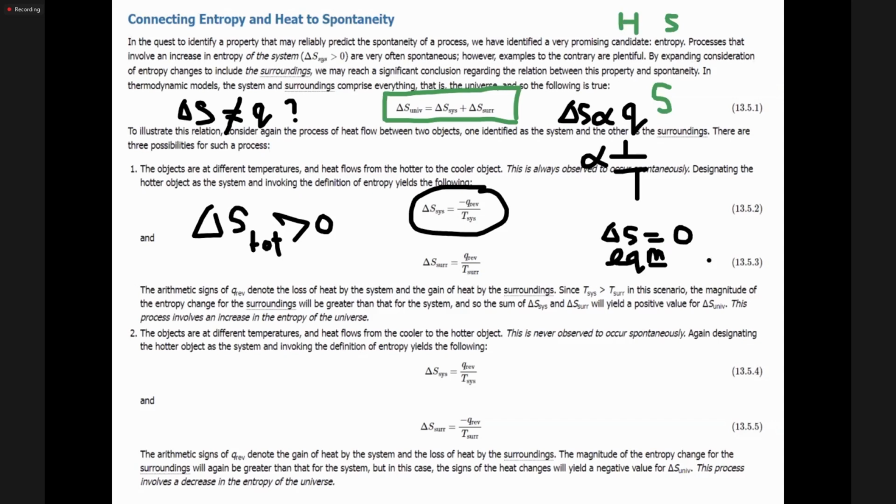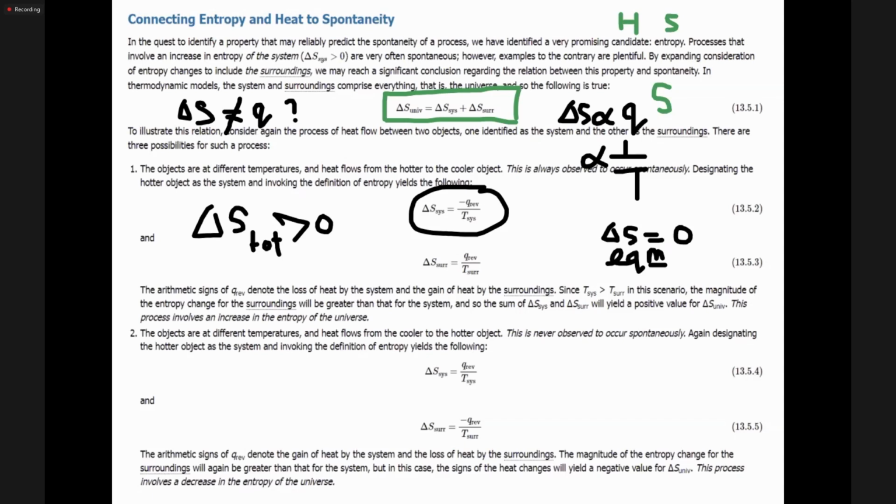So till now we have reached a point that delta S system is equal to Q reversible by T system, and delta S surroundings will be Q reversible by T surroundings. Now the arithmetic signs of Q reversible denote the loss of heat by the system and the gain of heat by the surroundings. Now we know that T system is greater than T surroundings in this scenario, because heat flows from the hotter to the cooler object, and this is always observed naturally or spontaneously.